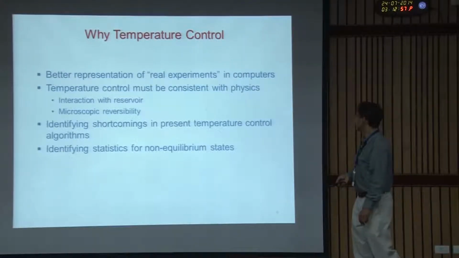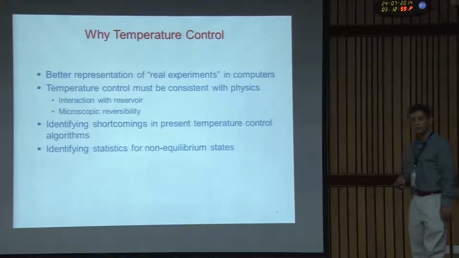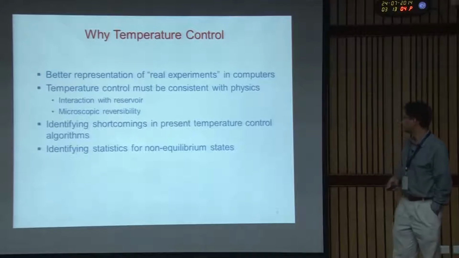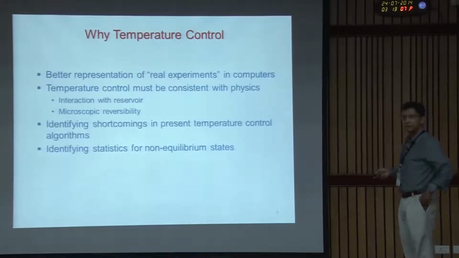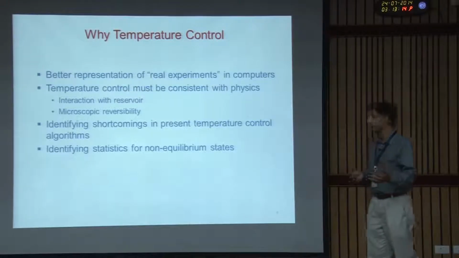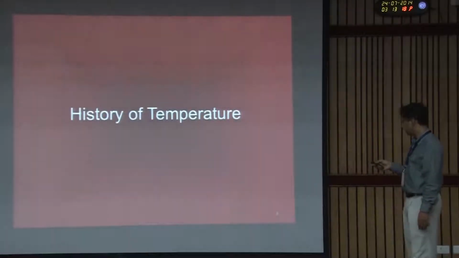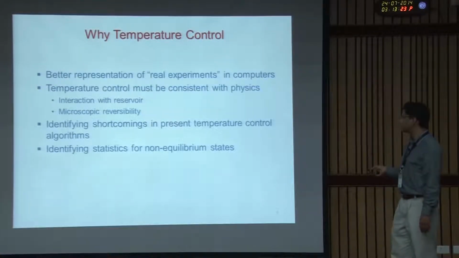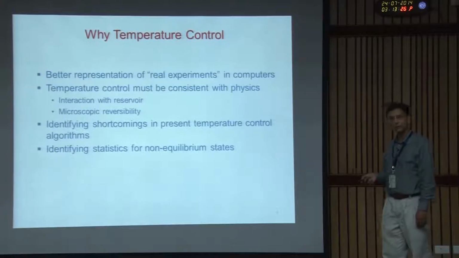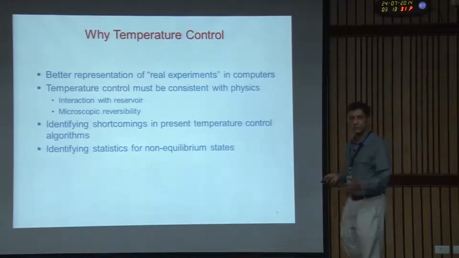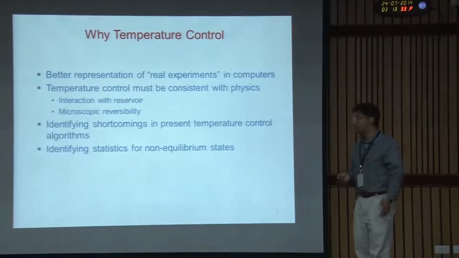So to summarize, why do we need temperature control? Because not everything happens in isolation. Not everything is an NVE, the microcanonical ensemble. These real experiments happen by exchanging energy with the atmosphere, the environment, some reservoir. So we should be able to do temperature control which would be consistent with the physics of the problem. The interaction of the reservoir must be proper. The microscopic reversibility, which is one of the hallmarks of dynamical equations, must or should preferably be retained.